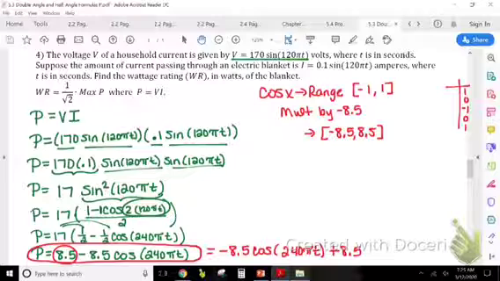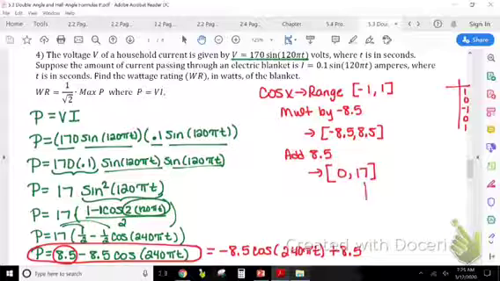And then what would we do? We would add that 8.5 at the end, wouldn't we? And so if I add 8.5 to those, what is that going to do? It's going to take it to 0. To 17, isn't it? So that right there is my maximum wattage.